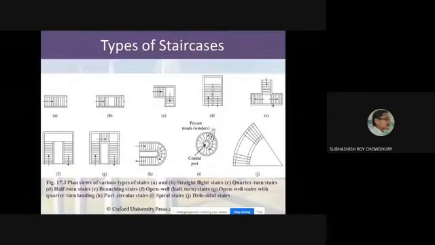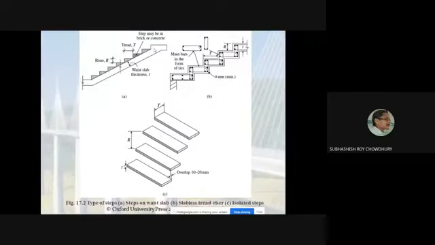So transversely supported means this is the direction of the movement. This is the direction of the movement for any flight. You may consider this flight also. This is a single flight stair. You may consider this one also. Now, these are the steps within the flight. Obviously, this is a folded slab, which means it is a slab like this one.